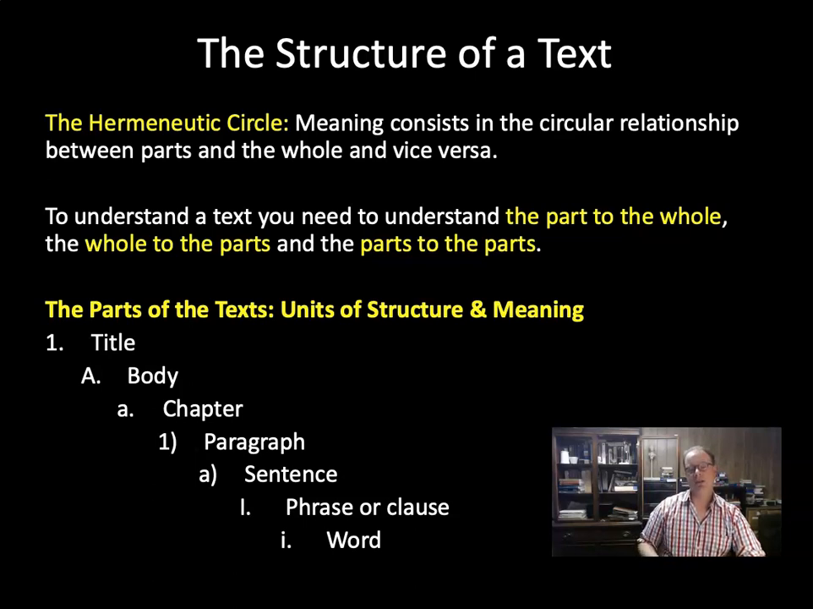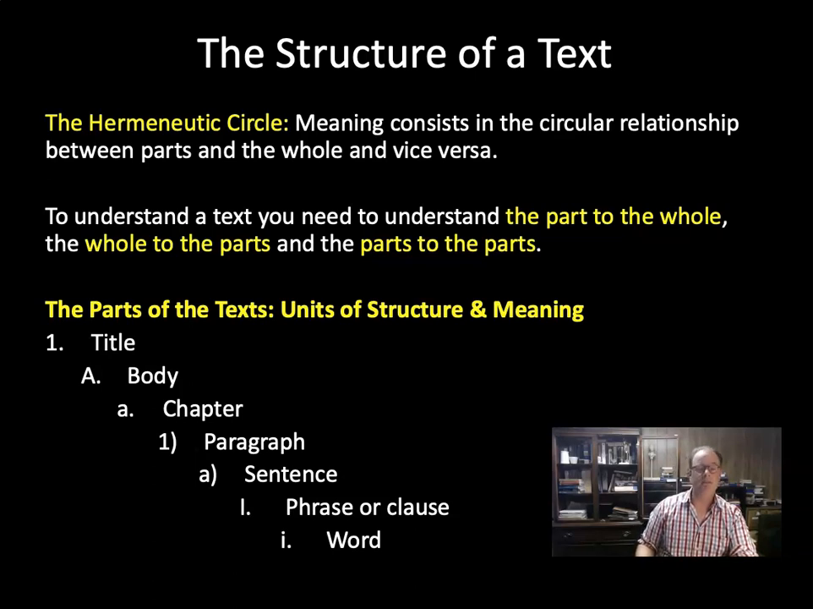But the hermeneutic circle suggests the way in which meaning is generated through the structure of a text, through the relationship of part to part, part to whole, whole to part, and so on and so forth. Then let's just think about what are the parts a text can be broken down into, right? And there's a whole variety of them, starting with the title and then going to the body of the text and breaking the body down into chapters.